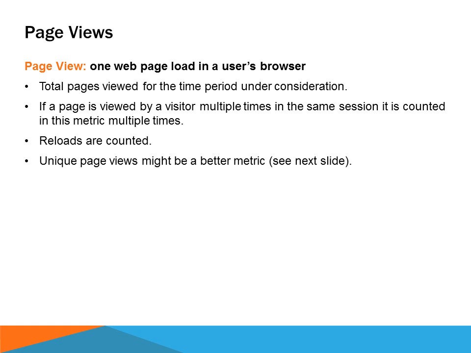So a page view is one web page load in the user's browser. Total pages viewed for the time period under consideration. If a page is viewed by a visitor multiple times in the same session, it's going to be counted multiple times. Reloads are also counted. If that's not what you want, then you might want to consider unique page views.